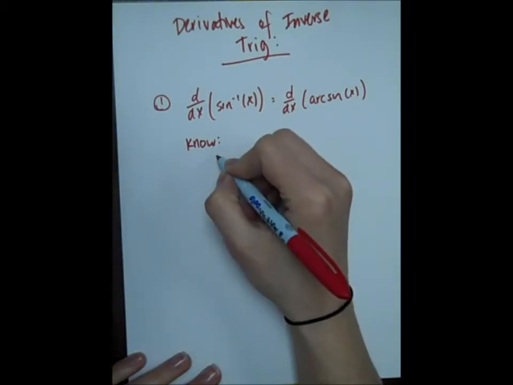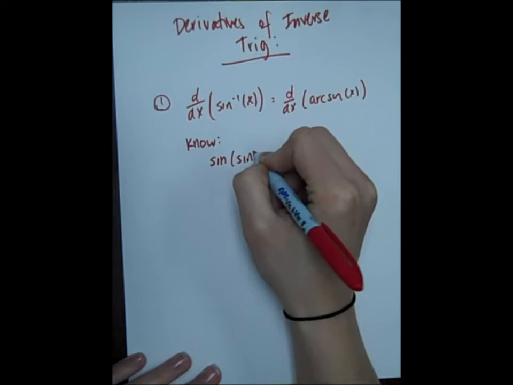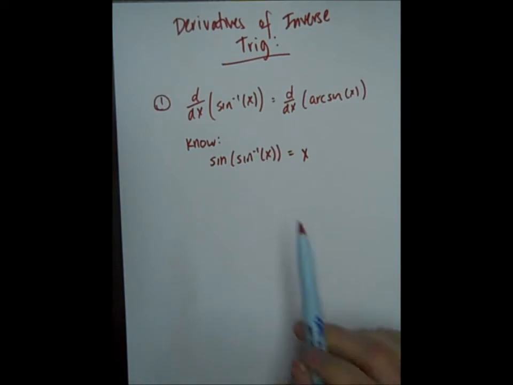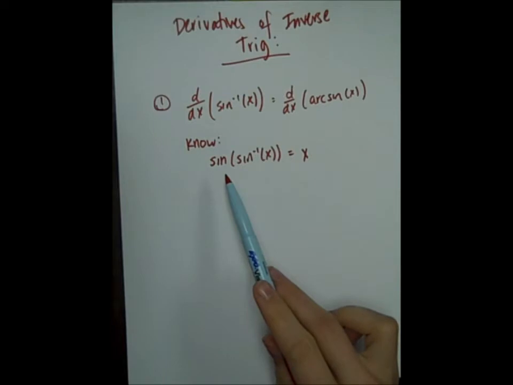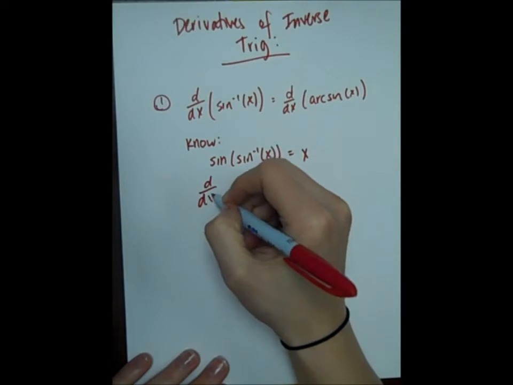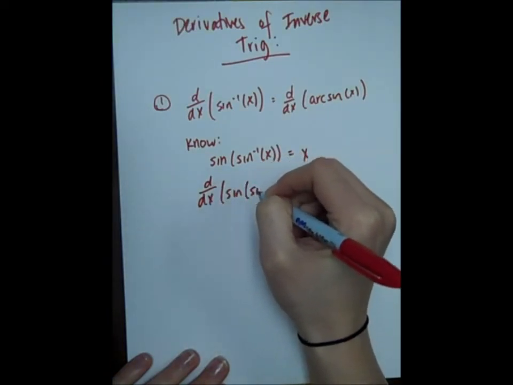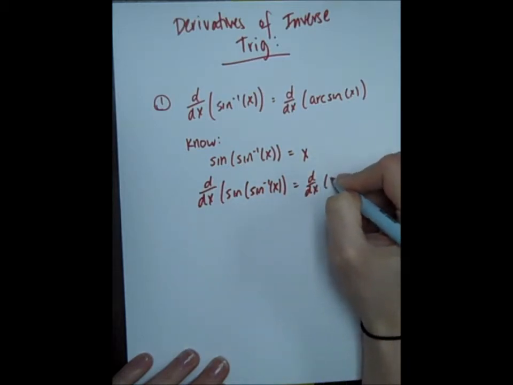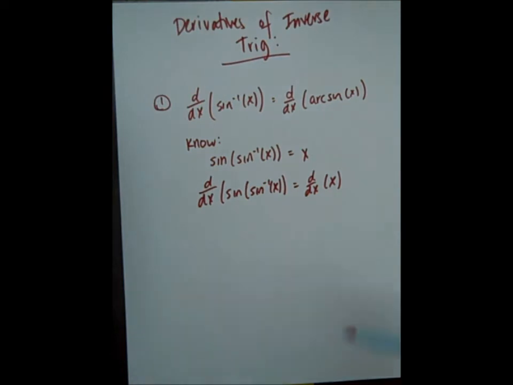So let's write down what we know. We know that sine of sine inverse of x is just x. We know that's true because these two are inverses of each other. So if you go back to when we were doing inverse functions, if you did the inverse of a function, you were just back at x. That means that the derivative of sine inverse of x is the derivative of x. So from knowing that when I do the inverse I get back at x, I can take the derivative of both sides.